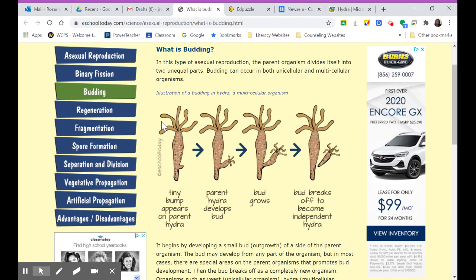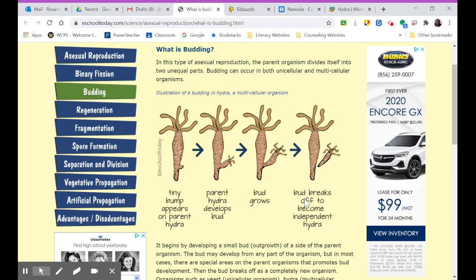So the hydra here, as it says underneath our picture, there's tiny bumps that appear on the parent hydra. So you see all these little bumps here, but this is the one that we're talking about. Okay. This little one on the side. Then the parent hydra develops the buds. You see these little mini buds coming out through the side. Now you'll see here, eventually, if we follow this arrow to this bud, now it's going to grow. Now there are even bigger and more buds that are growing on the side.